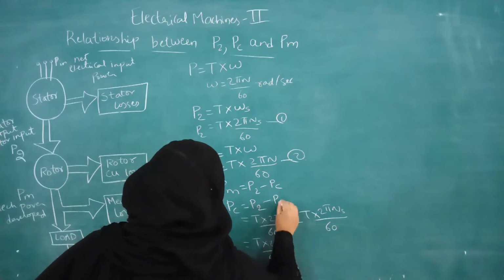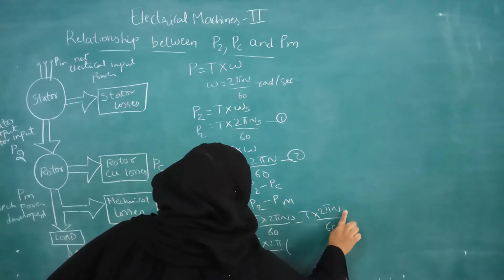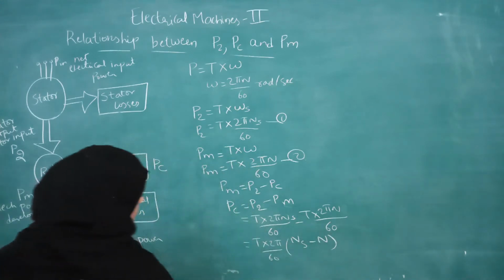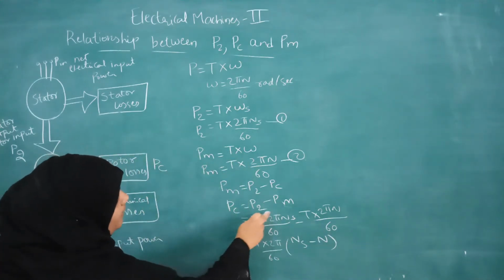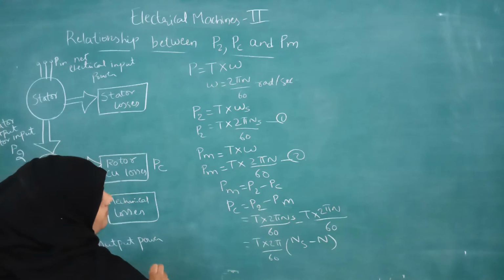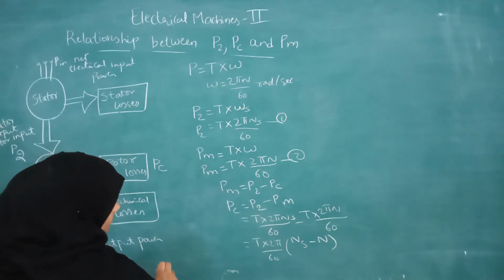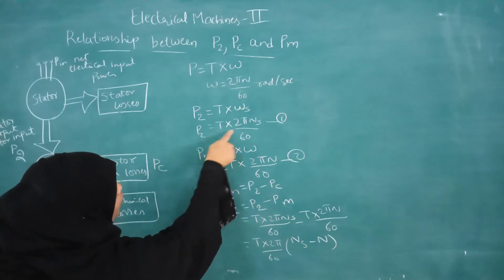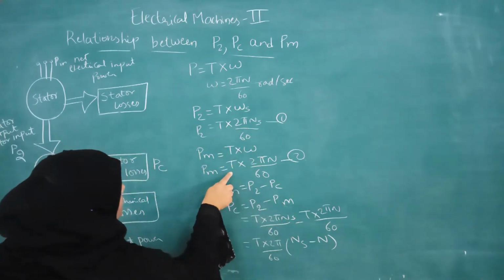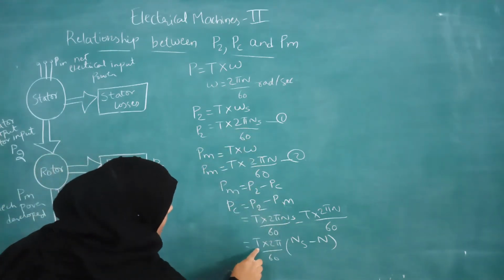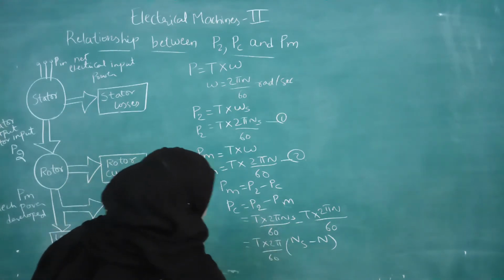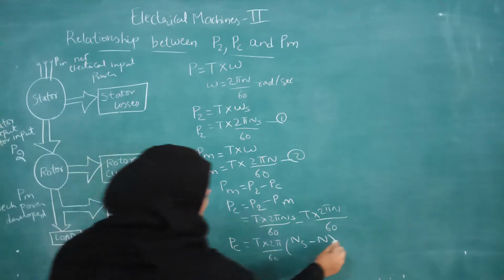PC is P2 minus PM. P2 value we got as T into 2 pi Ns by 60. PM value we got as T into 2 pi N by 60. I am taking T into 2 pi by 60 as common, and Ns minus N will be inside the bracket. This is my third equation.